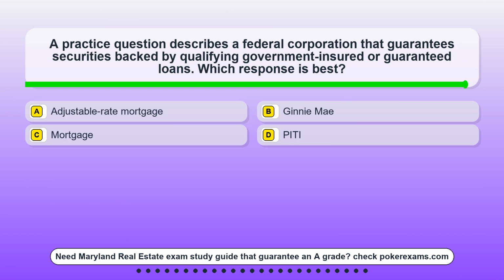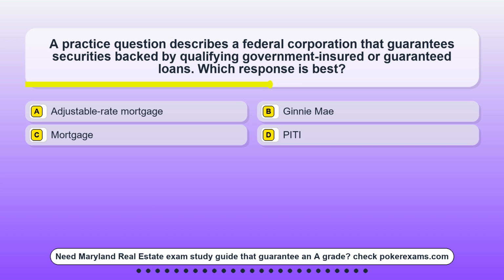Question 18. A practice question describes a federal corporation that guarantees securities backed by qualifying government-insured or guaranteed loans. Which response is best? Option A, adjustable-rate mortgage. Option B, Ginnie Mae. Option C, mortgage. Option D, PITI.